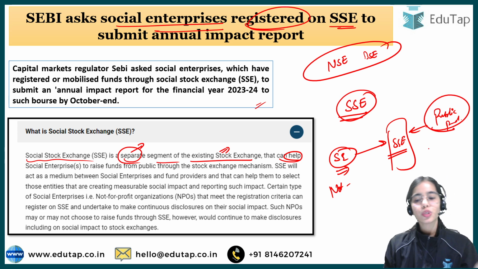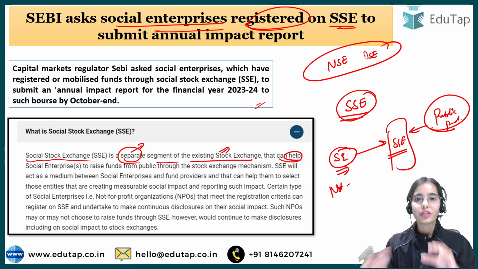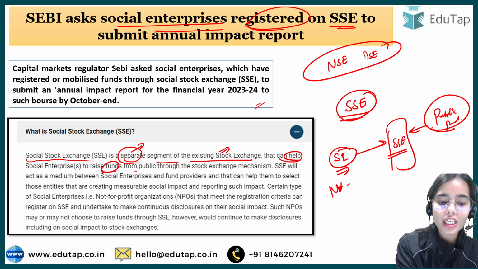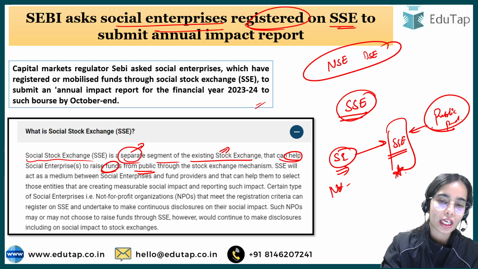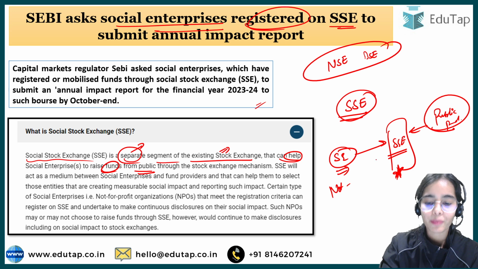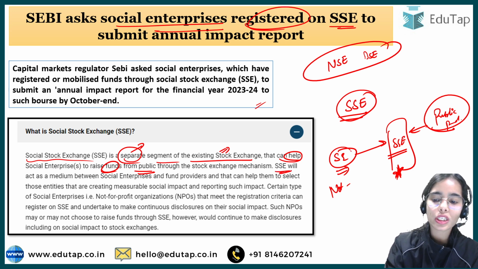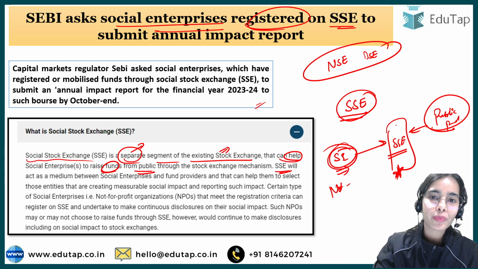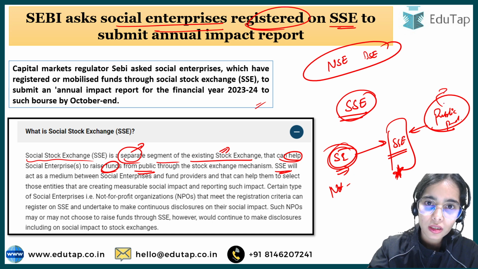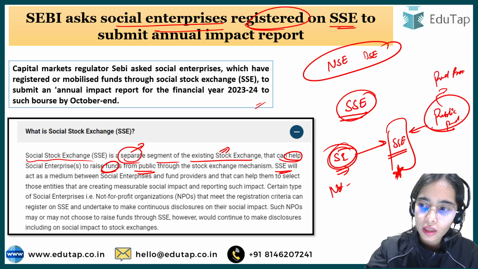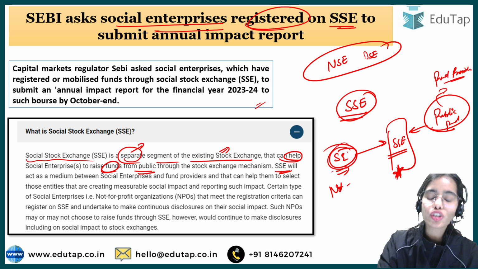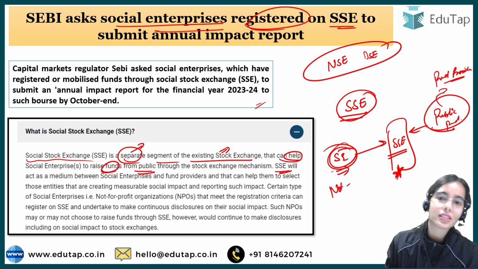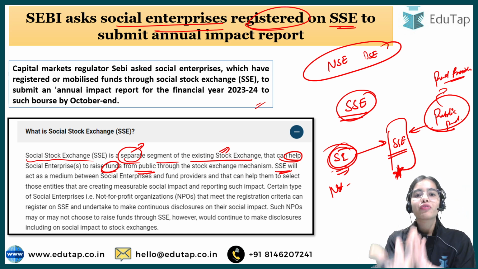Okay, so the social stock exchange is a separate segment of the existing stock exchange that helps social enterprises raise funds from the public through the stock exchange mechanism. It provides a platform for the public, for the fund providers, to gauge which social enterprises are making how much impact, and which social enterprises we should invest in, should we provide the money to.